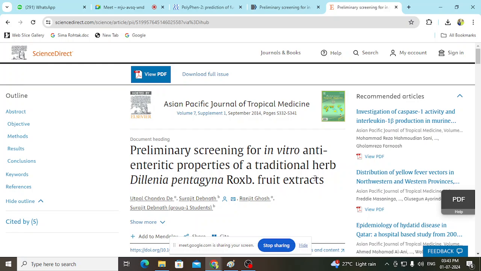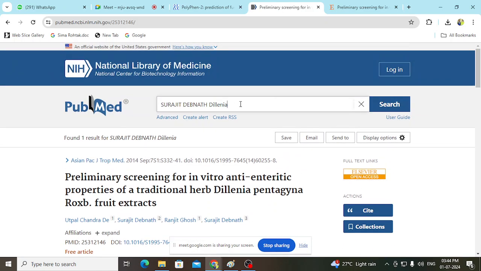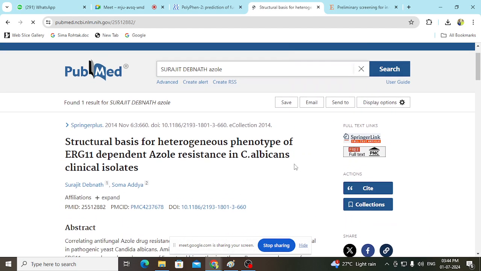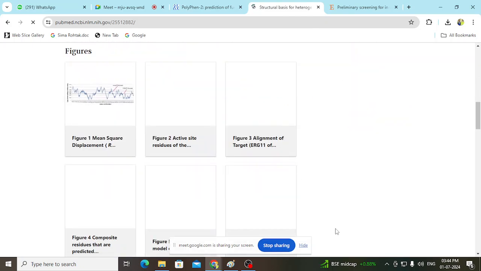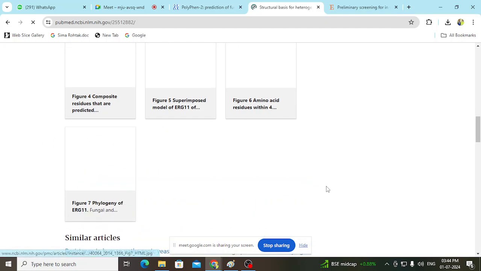So now we can see how a completely simulation study will be seen. We'll give you one more example, which is a completely simulation study. See here, only two faculty names are there. And the study was very massive. See, many figures are also there, 7 figures.